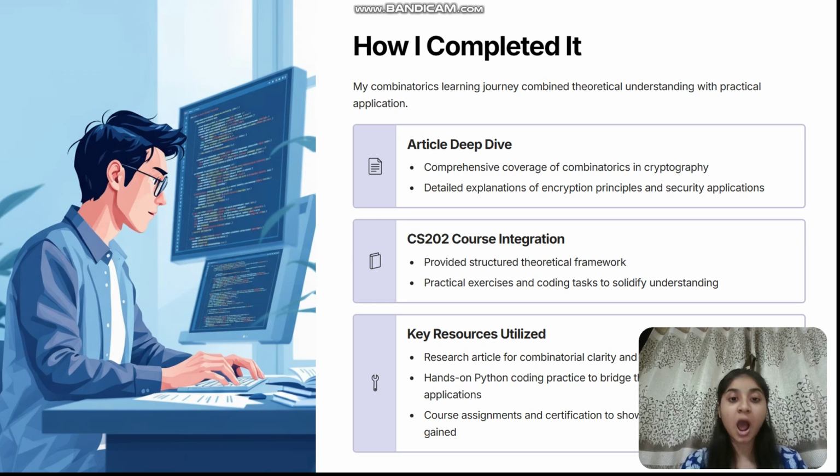After reading the article, I deepened my understanding through the CS 202 discrete structure course, where I explored combinatorics further and learned how it is used in various cryptographic protocols. The course provided practical experiences that allowed me to test my understanding through coding tasks and assignments, which solidified the knowledge I gained from the article. The resources I used included the CS 202 course for the structured content and exercises, the article for conceptual clarity and real world applications, Python documentation to implement encryption methods, and combinatorics algorithms.